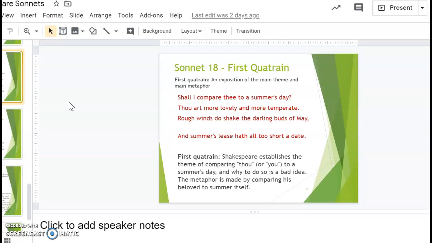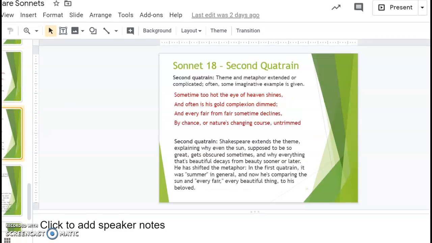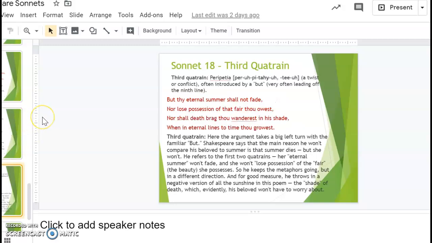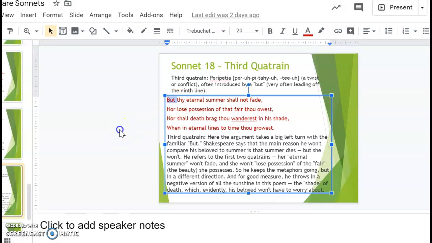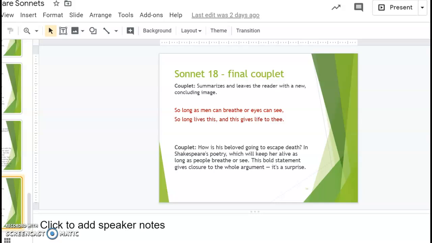So looking at the first four lines first and trying to establish what is the main theme or metaphor, going to the second quatrain and seeing how that theme or metaphor is extended or complicated, followed by going to the third stanza where you go to the peripeteia, which is a twist or a conflict that is being introduced, oftentimes with the first word being "but," and then lastly followed by the couplet where it summarizes the entirety of the metaphor or the problem, and also kind of leaves the reader with a new concluding image.